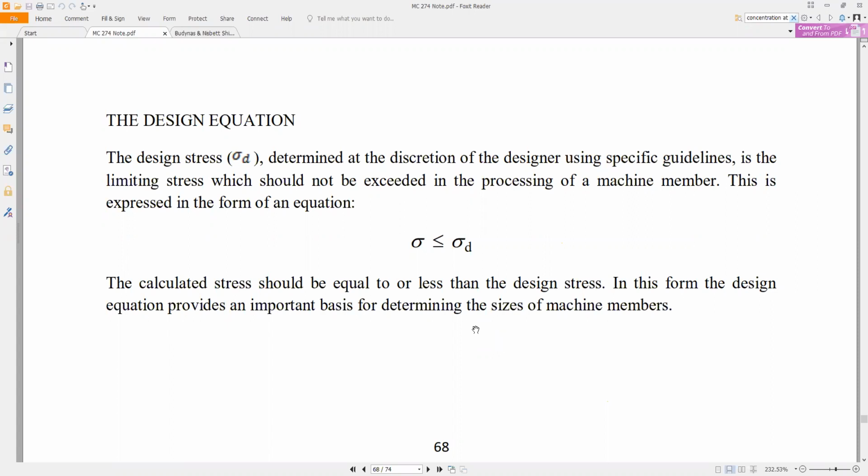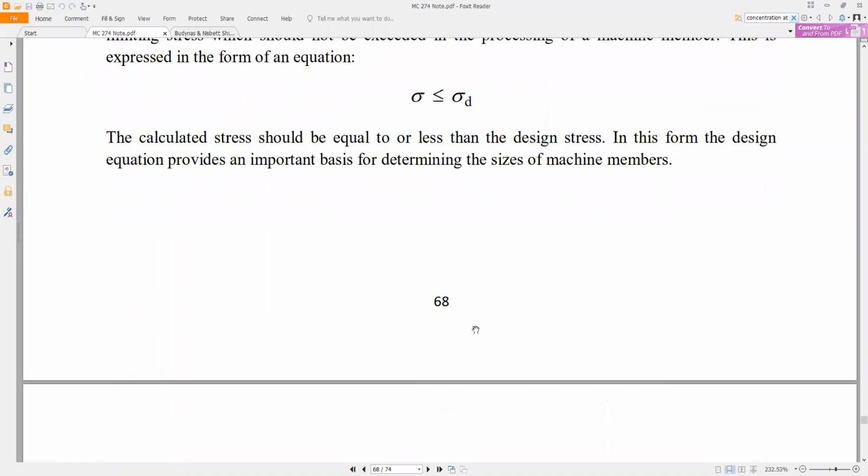The stress should be less than or equal to the design stress. That is, the stress in the machine member while the machine member is in operation should be less than or equal to the design stress. We don't want it to go above the design stress. Then the calculated stress should be equal to or less than the design stress. And in this form, the design equation provides an important basis for determining the size of the machine member.